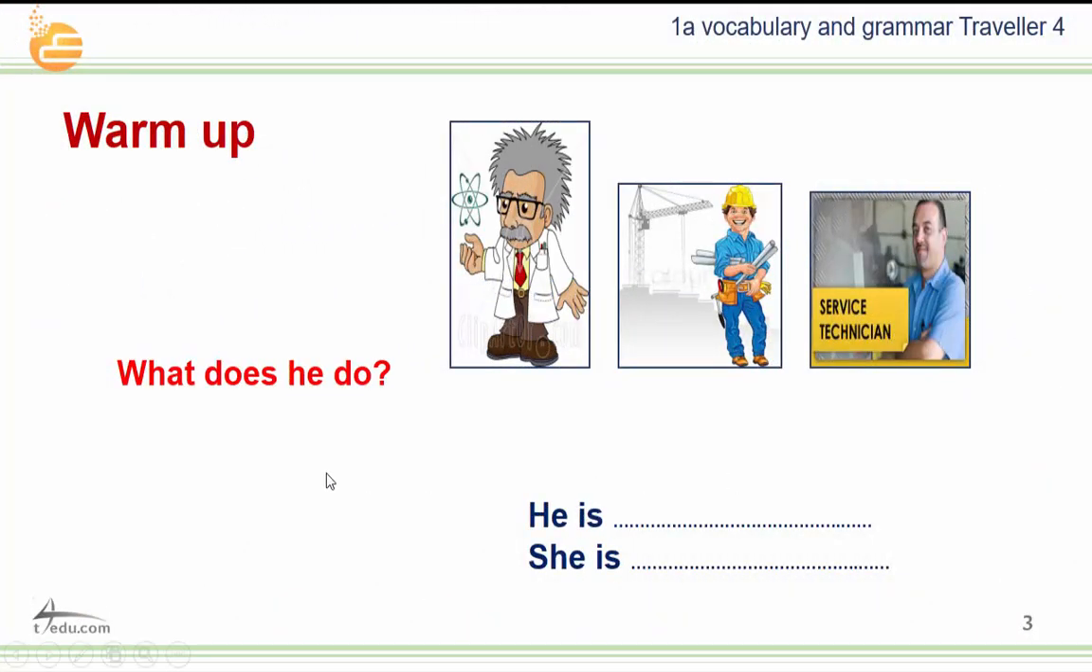Warm up. What does he do? This person, and this one, and this one. He is a scientist or doctor. This person, engineer. This one is a service technician.